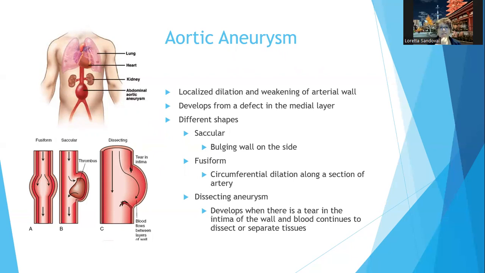So there's a defect in the medial layer of the artery, and there's some different shapes of it. I don't expect you to know the individual shapes, but if you have an aortic aneurysm that bursts, that can be a life-threatening situation. Sometimes people with connective tissue disorders have problems with an aortic aneurysm, or especially dissecting aortic aneurysms. So that's definitely something that you should know.